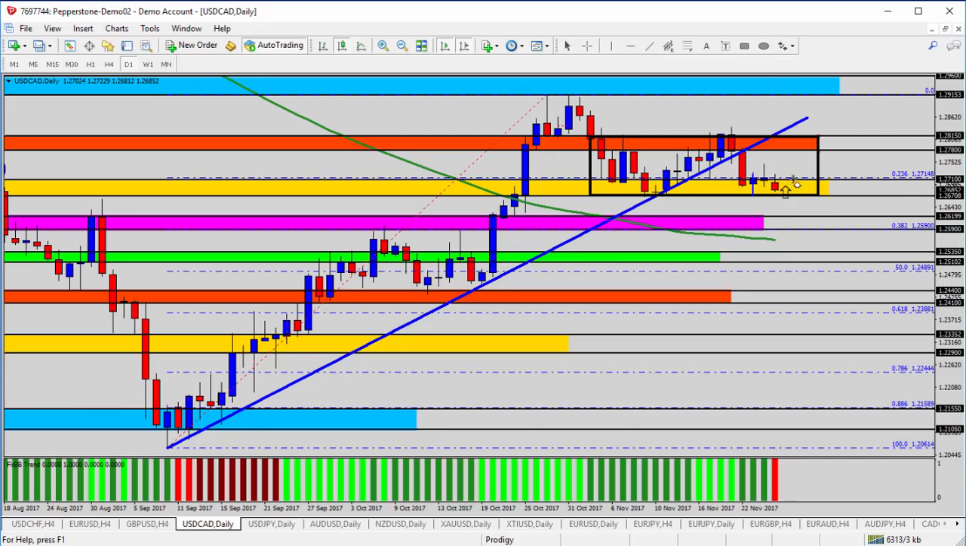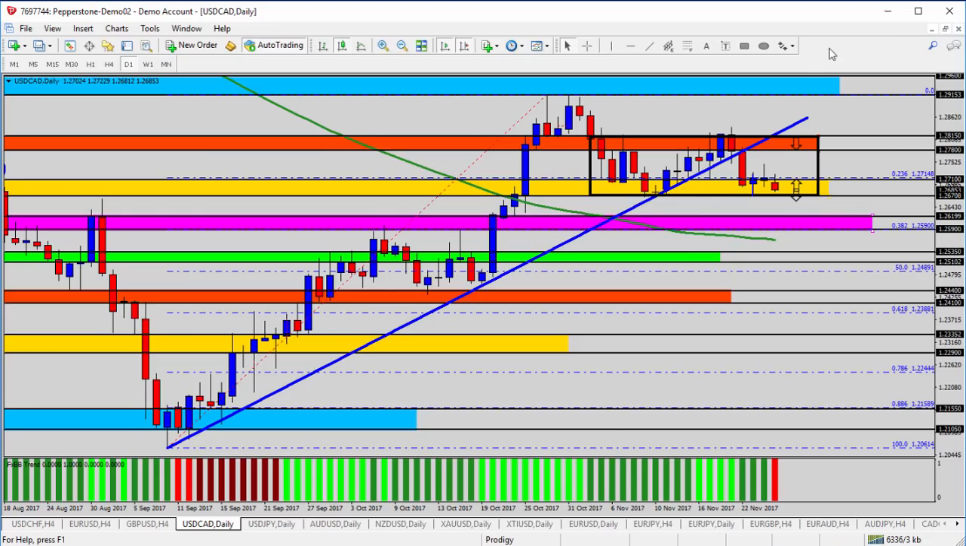If it finds support and starts bouncing back up, like it did over here, we could target back to the orange shaded area. If it breaks through the yellow zone, which it hasn't done yet, but if it does break through 126.70, we'll look for it to go lower at minimum, back down here into the low 126 level, the pink shaded area that is just below the yellow zone.